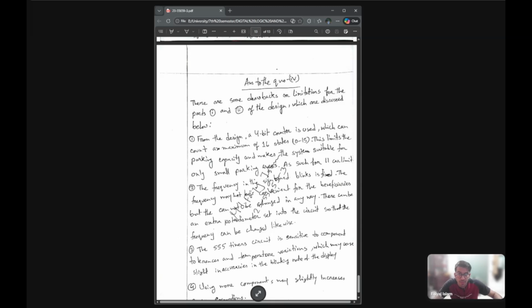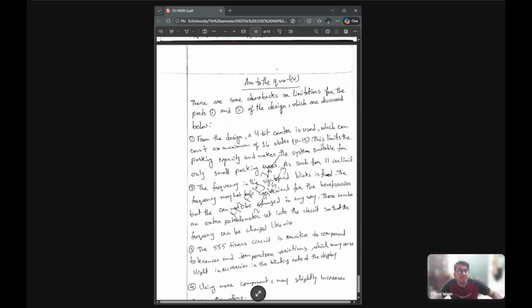To conclude, I will discuss the limitations of the specific design. Capacity limit: the use of a 4-bit counter limits the maximum count to 15, which is sufficient for the 11-car project. It would need expansion for larger garages. Fixed frequency: the blinking rate is hardwired. Adding a potentiometer would allow the frequency to be adjustable.